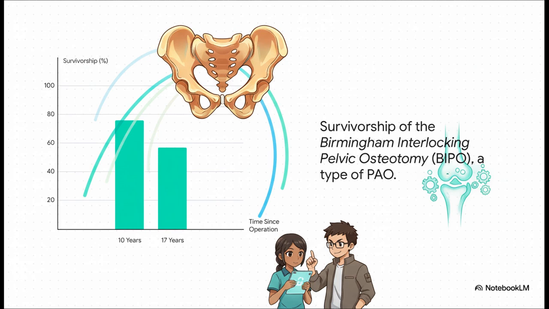Now let's look at the redirectional group. This study on the Birmingham interlocking pelvic osteotomy, which is a type of PAO, shows about a 76% survivorship at 10 years, which drops to 57% by 17 years. And here, failure means they needed a total hip replacement. The authors point out that these results are pretty comparable to other PAO techniques out there.